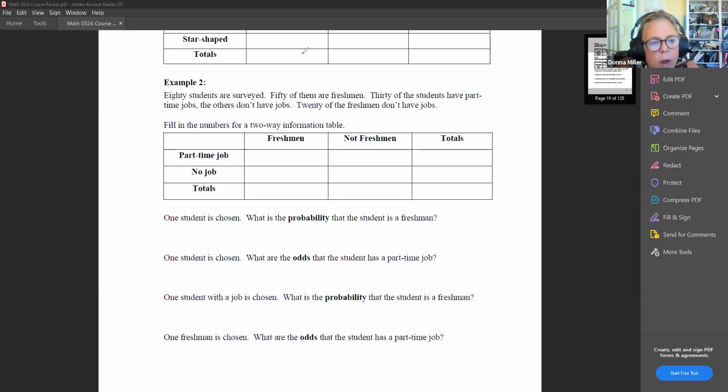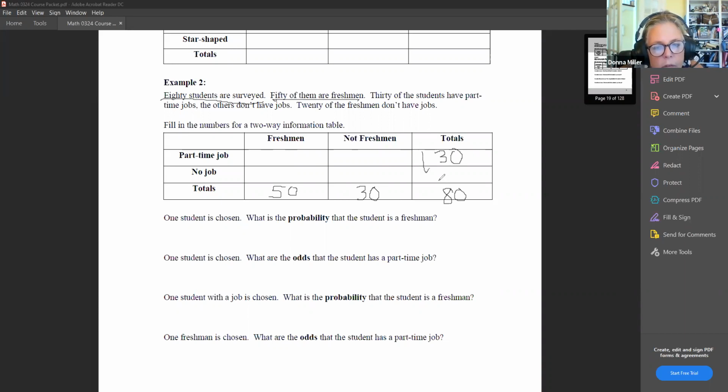All right, so let me fill in my numbers. 80 students are surveyed. That would be the total number, right? So I'm gonna put that right there. 50 of them are freshmen, so that's the total amount of freshmen, which means, of course, that 30 are not freshmen. I got that. All right, 30 of the students have part-time jobs. Okay, so that would be a total.